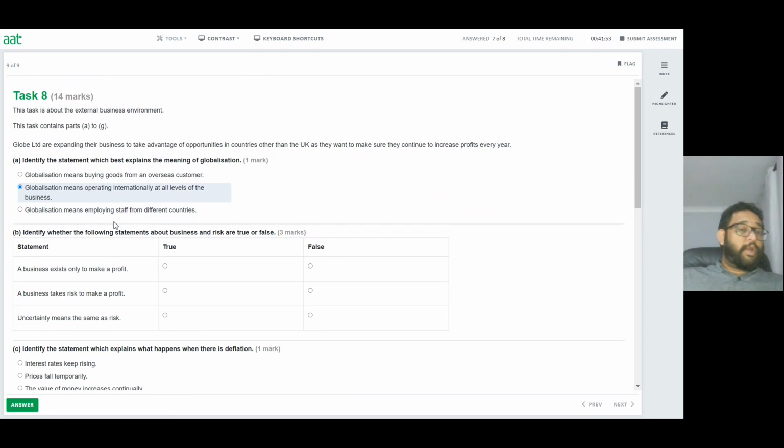Globalization means employing staff from different countries. Now that is not that. That's outsourcing or multi-sourcing.